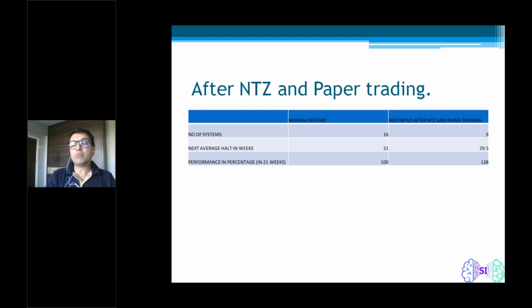So there was a 38% jump on the performance side in 21 weeks. The 38% jump was not due to a longer duration of the performance, okay, but keeping the duration to 21 weeks, which was the normal start, keeping to that only, there was a performance jump of about 38% in the trading system.